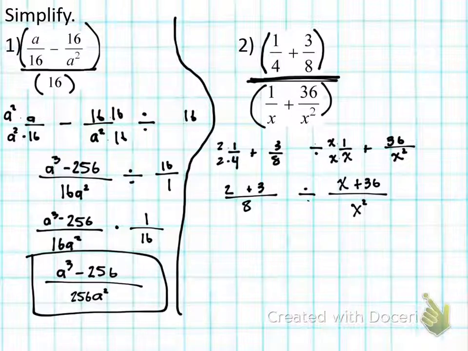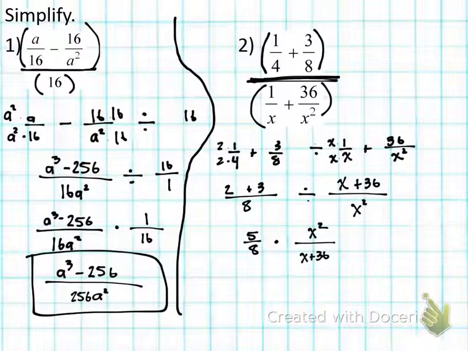So I'm going to rewrite this, and I'm going to multiply by the reciprocal. So we got 5 over 8 times x squared over x plus 36. Right now I can't do anything else. I can't really simplify 5 into 8. 5 doesn't go into x plus 36, so I can't do anything there. 8 doesn't go into 5 or x squared. And x plus 36 has its own set of parentheses, right? So I can't really do anything with that.